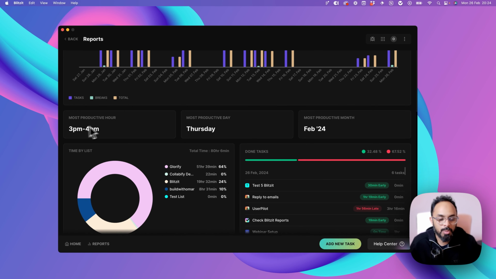Below that, we have most productive hour. So most productive hour or hours is essentially, across the time period that you selected, which hours do you have Blitzit running the most session times? And when we see that consistency throughout the day, perhaps there's a specific range of hours that you always are pulling up Blitzit and running session times in that focus mode, then we'll record that hour for you. In my case, it's 3 p.m. to 4 p.m.